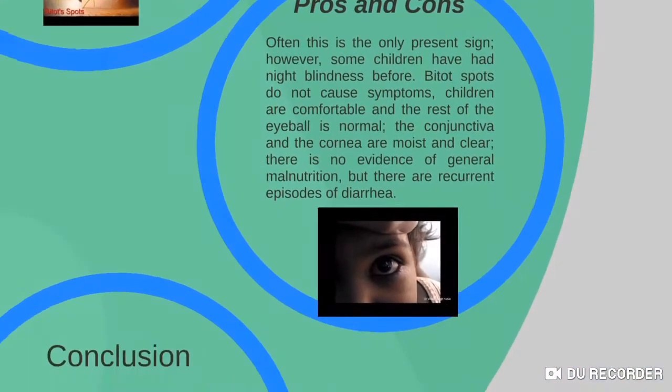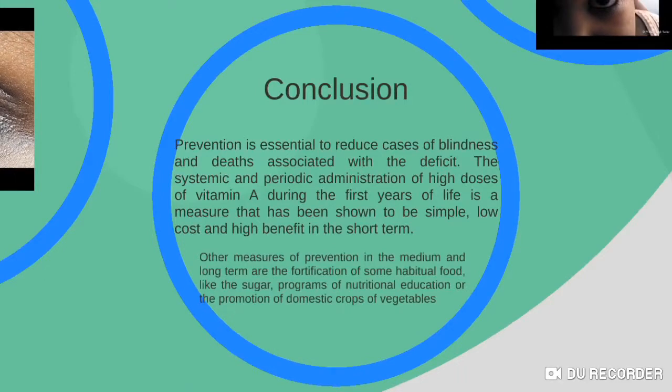Conclusion. Vitamin A supplementation is essential to restore cases of night blindness. The systematic prior administration of a dose of vitamin A during the first year of life is a method that has been shown to be simple, low cost and high benefit in the short term. Other measures of prevention in the medium and long term are the fortification of habitual foods, like sugar, and programs of nutritional education.